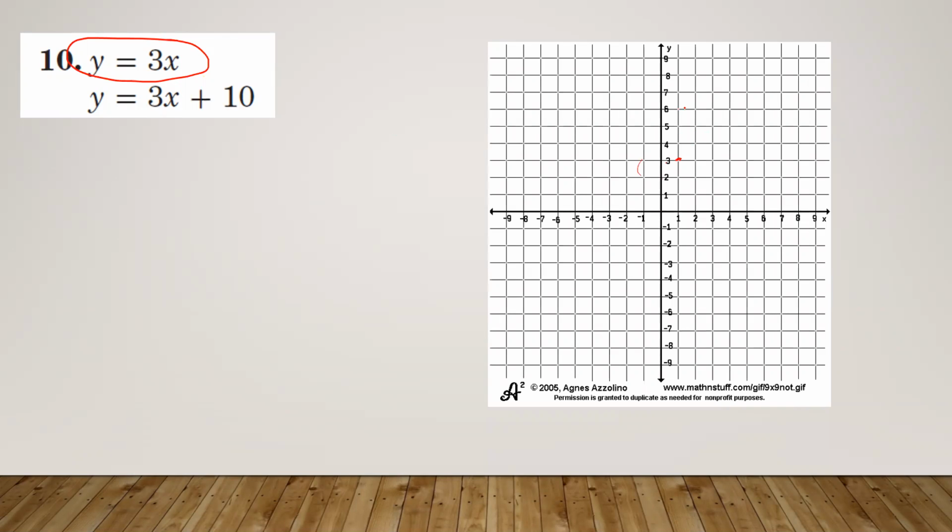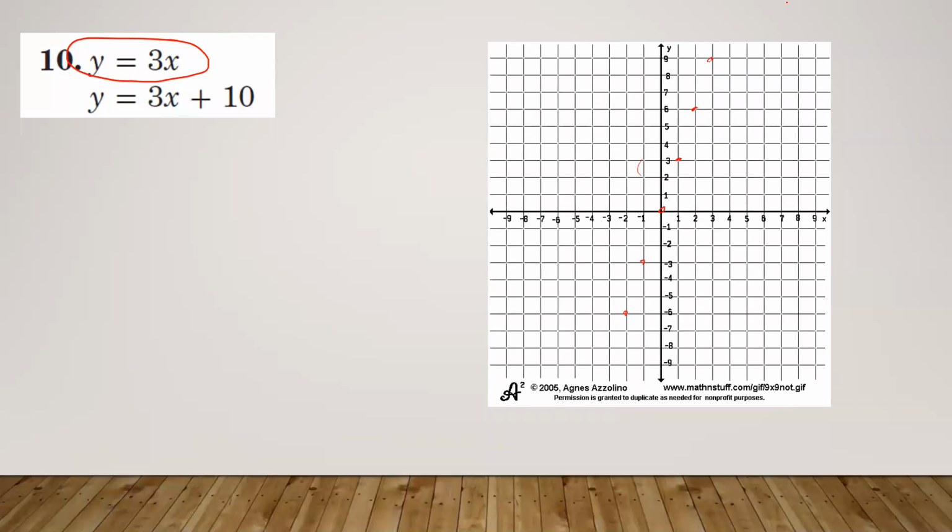And then up 3 over 1. Up 3 over 1. Or you could go down 3 over 1. Down 3 over 1.